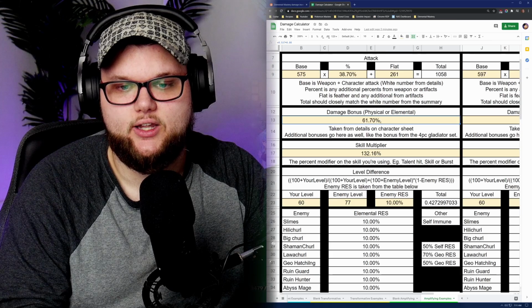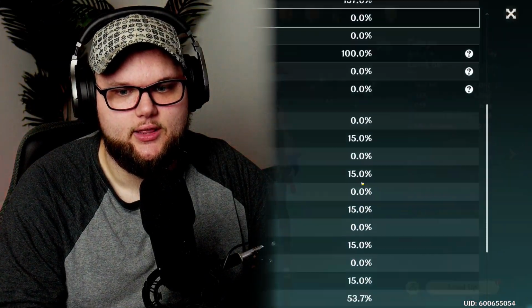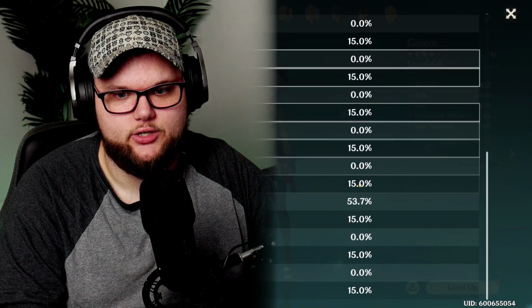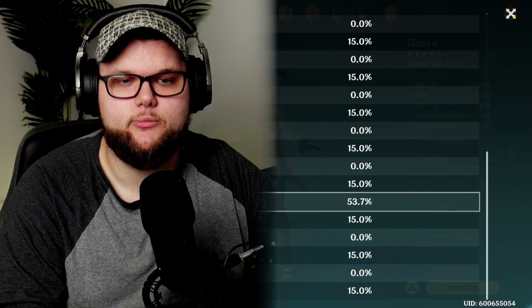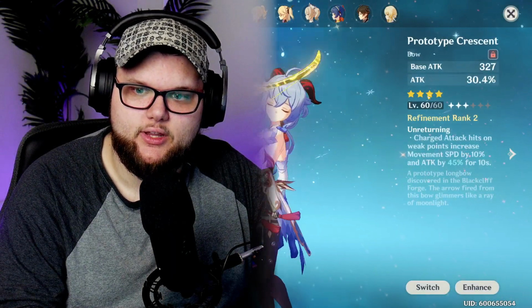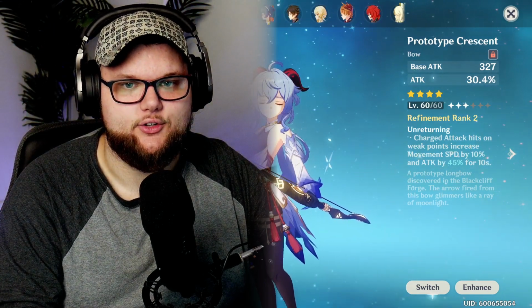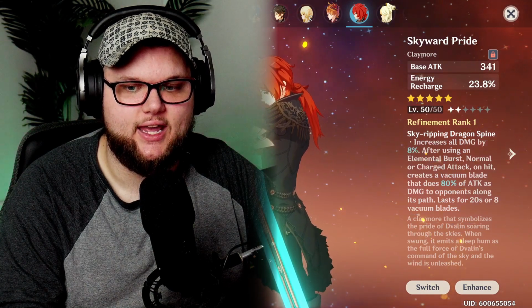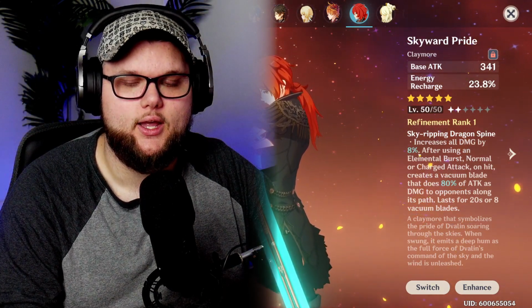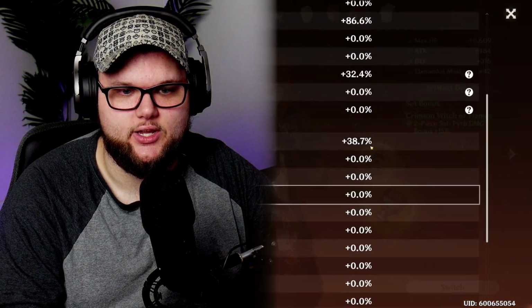Usually the easiest way to find it is just on the character sheet, in the summary. If we go to details here, the numbers you see at the bottom, so Ganyu's Cryo damage bonus is 53.7. That's usually a pretty reliable number, but do remember that certain weapons will give you damage bonuses as well. For my Diluc specifically in this scenario, Skyward Pride actually gives me an increased 8% damage. So that is tacked on to what you would normally have in this 38.7 here.